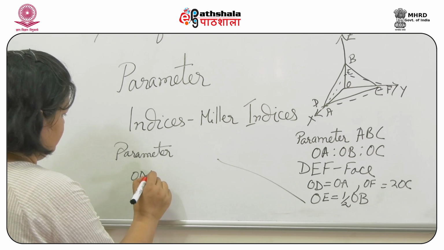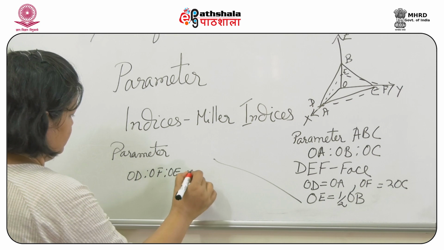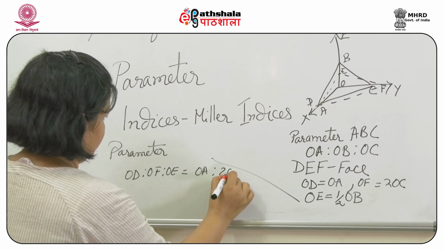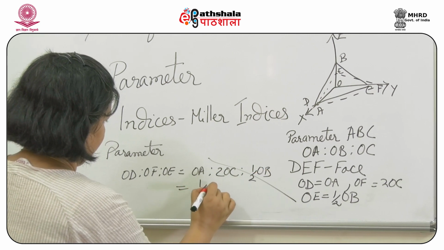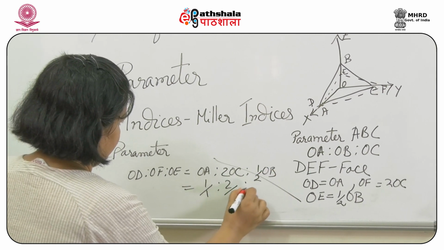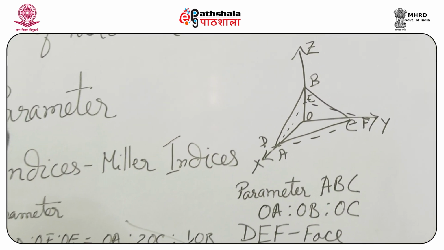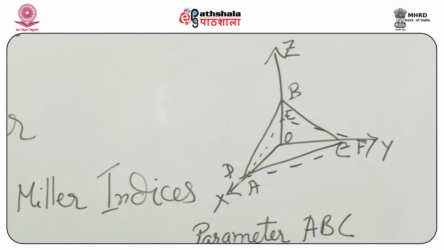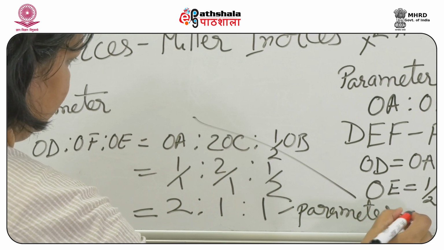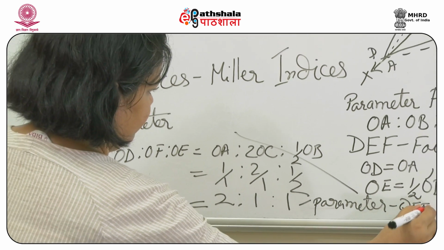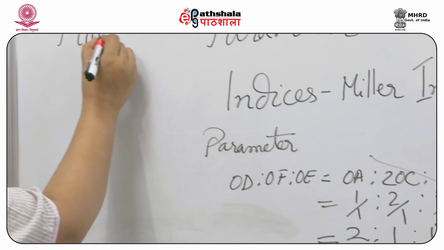So the parameter for this face will be OD is to OF is to OE equal to OA is to twice OC is to half OB. So that is 1 by 1 is to 2 by 1 is to half. So that is, we have 2 is to 1 is to 1, which is the parameter for this crystal face DEF.